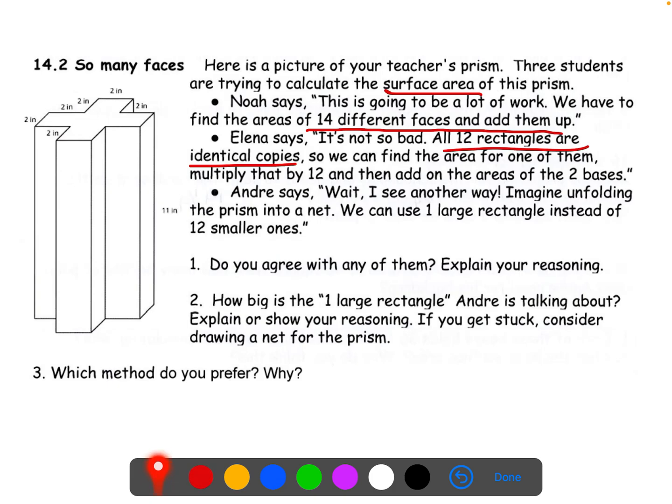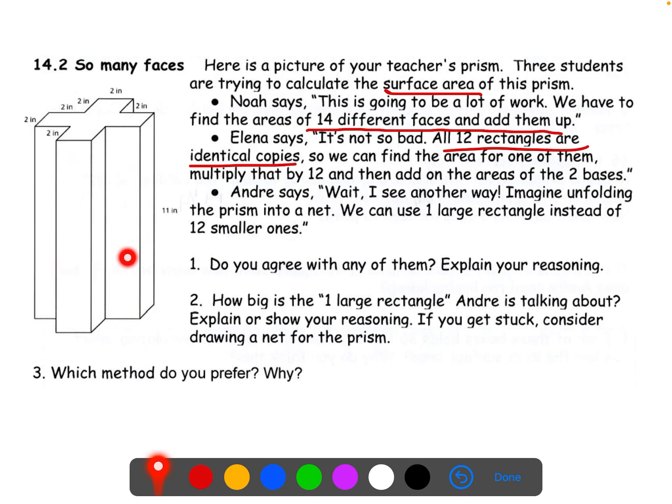And to go back and explain that, if Noah says it's going to be a lot of work, it certainly looks like it's going to be a lot of work. We have to find the area of 14 different faces and add them up. So if you found the area of each of the surrounding rectangles, you could do that and add it up. That would give you all of these, and that's 12 different rectangles. And then we have the top and bottom, the 2 bases. So that would make 14 different shapes.